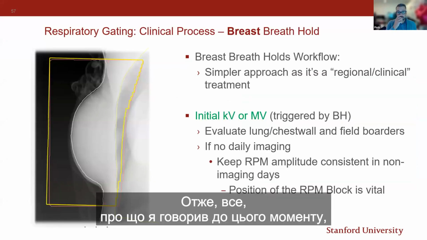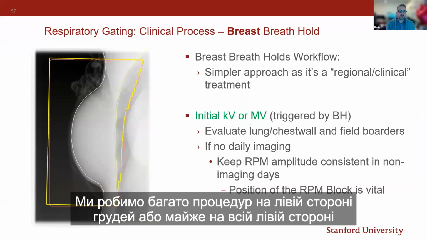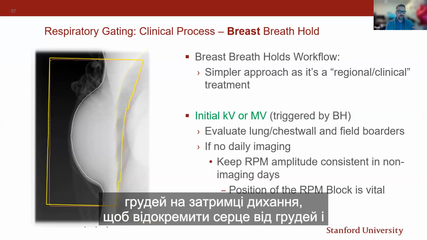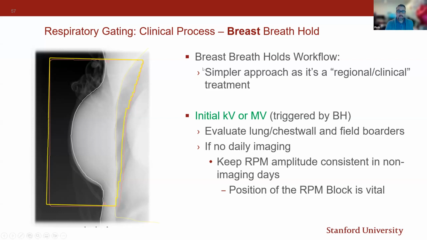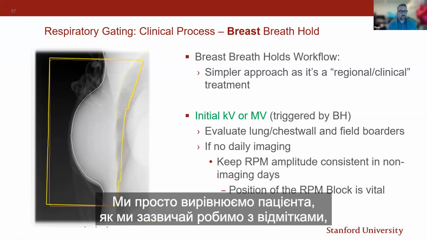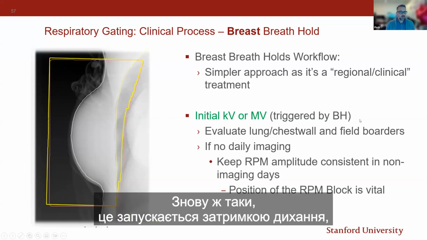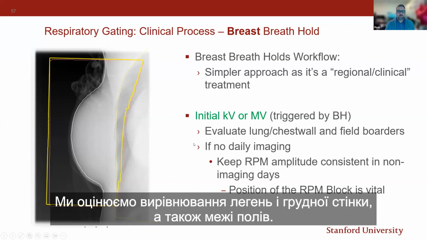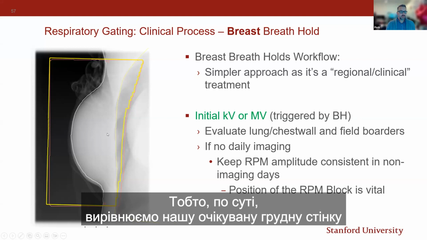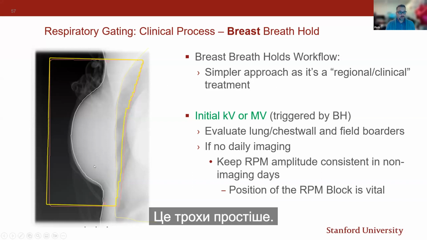So all of that I've said to this point is most achievable for breath hold treatments for things like lung or SABR. Breast is a little bit special. We do a lot of our left-sided breasts, or almost all our left-sided breasts, in a breath hold to separate the heart and the breast to lower cardiac doses, which is very important. But it's a simpler approach. Effectively, we don't do all that imaging that I just talked about. We just align the patient like we normally do with setup marks, SSDs, and shifts, and then we will do initial KV or MV imaging. Again, it's triggered by the breath hold that we determine. We'll evaluate the lung and the chest wall alignment and the field borders. So we'll basically align our expected chest wall versus where it is, breast contour. And so it's a little bit simpler.